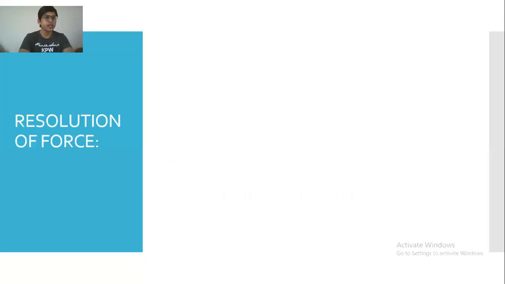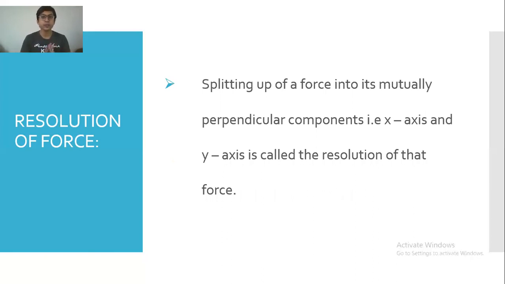Resolution of force. What is its definition? The definition is: splitting up of a force into its mutually perpendicular components, that is x-axis and y-axis, is called the resolution of that force. So what is resolution of force? A splitting of a force. We have a force, and if we split it into its mutually perpendicular components, which are x-axis and y-axis, that is called the resolution of force. In simple words, whenever you are splitting up a force, it means that you are talking about resolution of forces.